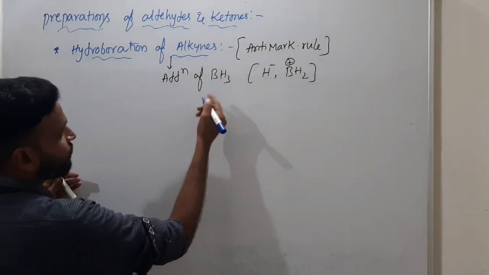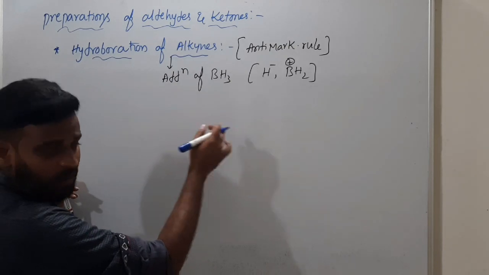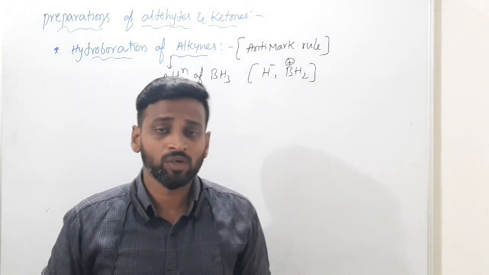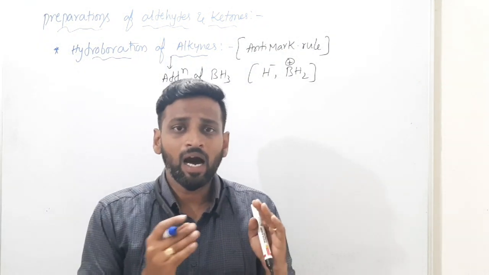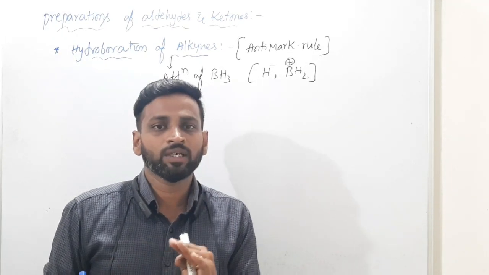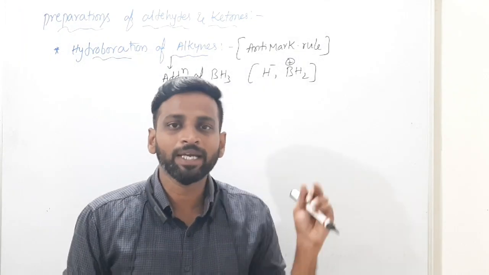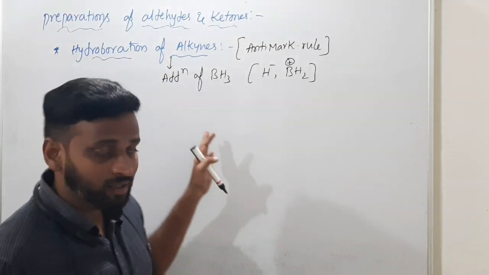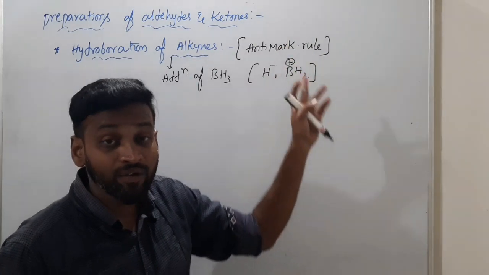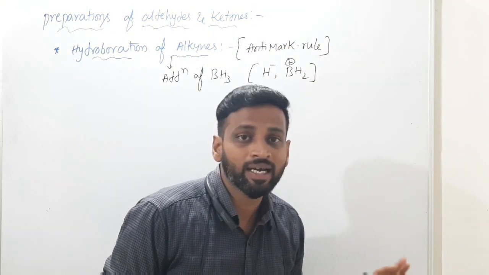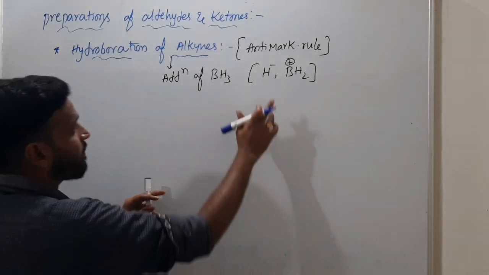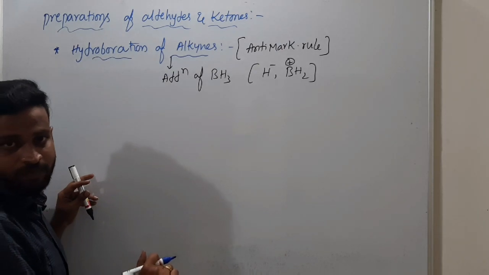So addition of BH3 followed by hydrogen peroxide. Do you remember? For alcohols preparation also I gave the same. What is that? For alkenes, if you add BH3 followed by H2O2, then you have alcohol by the anti-Markovnikov rule. But here, on addition of BH3 to an alkyne, first an enol you will have, which is further converted to either aldehyde or ketone. But here hydroboration gives aldehydes only, because of the anti-Markovnikov rule.